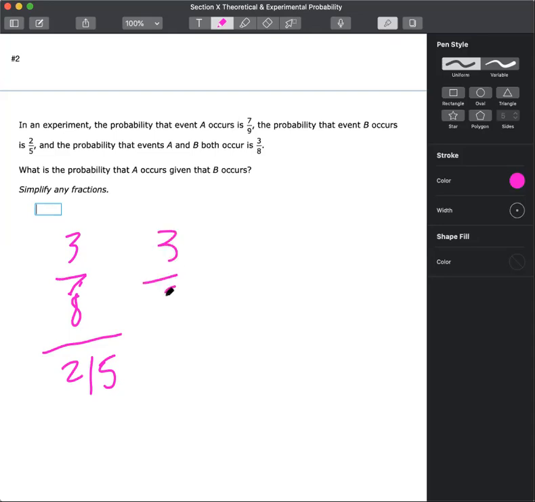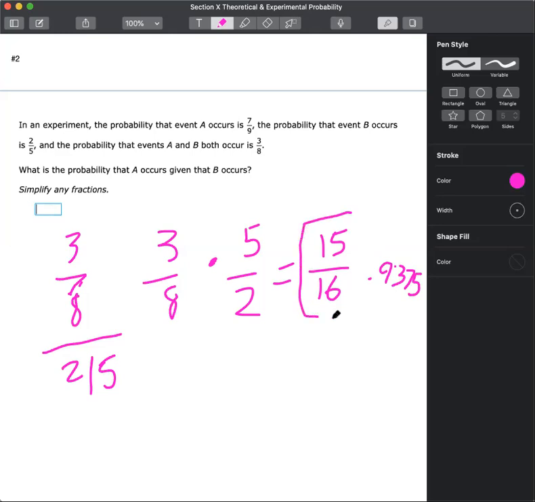So remember, when you're dividing fractions, you can also flip the numerator and denominator, and then you can multiply it out from there. So 3 times 5 is 15, and then 8 times 2 is going to be 16. So 15 out of 16 is going to be your answer to simplify. If you want it in decimal form, that would give you 0.9375, but we're going to be looking for simplified fractions. So it's going to be 15 over 16 on this event.